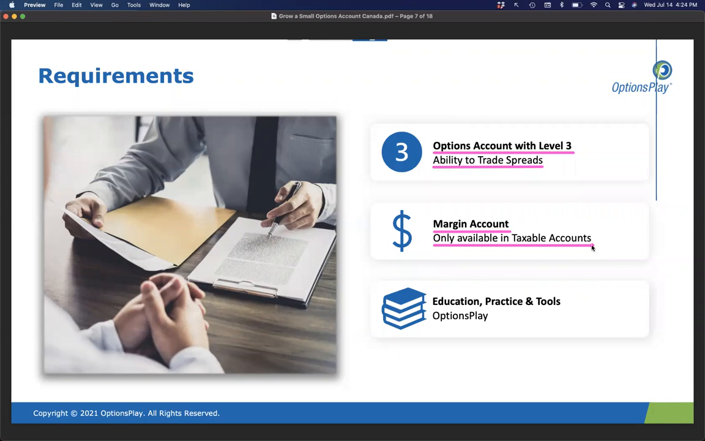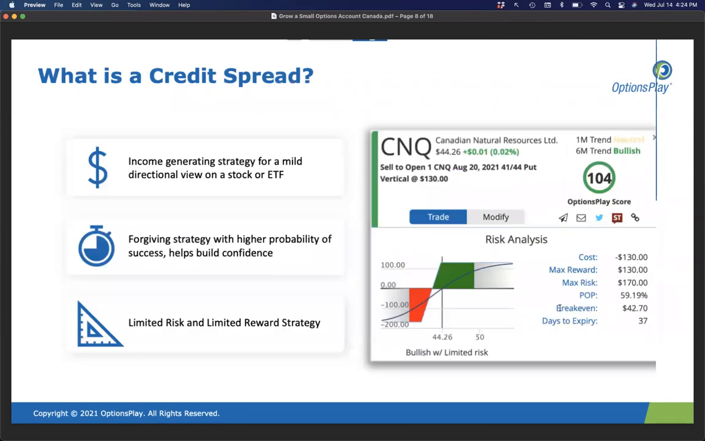And lastly, education and practice is always going to be helpful. Today, we're going to give you that education. We're going to show you how to practice, and then you're going to be able to walk away to utilize these tools to learn more and practice, so that you can become confident in trading your own account.